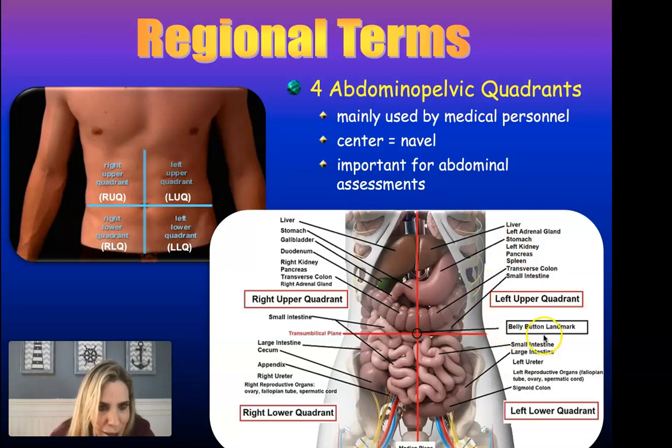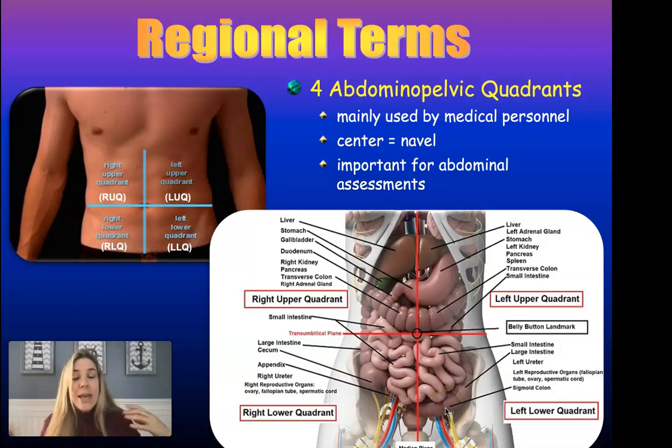And finally, at the left lower quadrant, we're going to have part of the small intestine, part of the large intestine, the left ureter, which you can't see here because it's deep, and some of the left side of the reproductive organs, again, fallopian tube and ovary if you're a female, or spermatic cord if you're a male, and the sigmoid colon, which is the last part of the colon there.